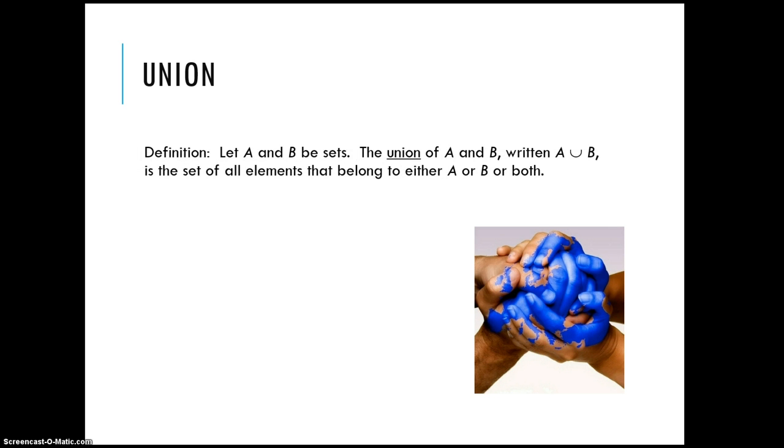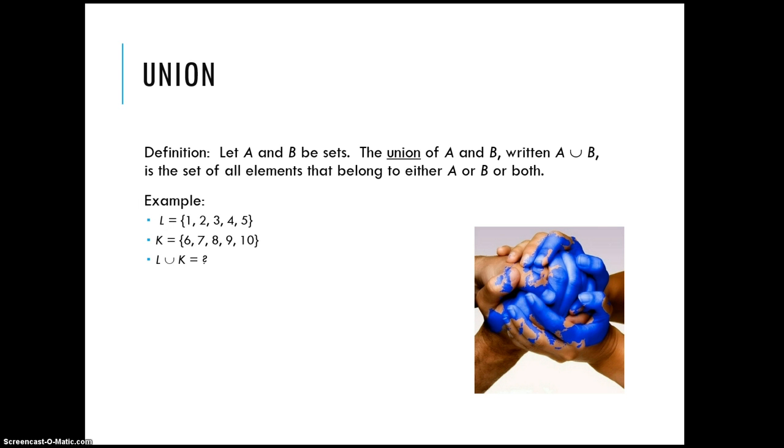So our first term here is union. The definition is let A and B be sets. The union of A and B, written A union B, is the set of all elements that belong to either A or B or both of the sets.